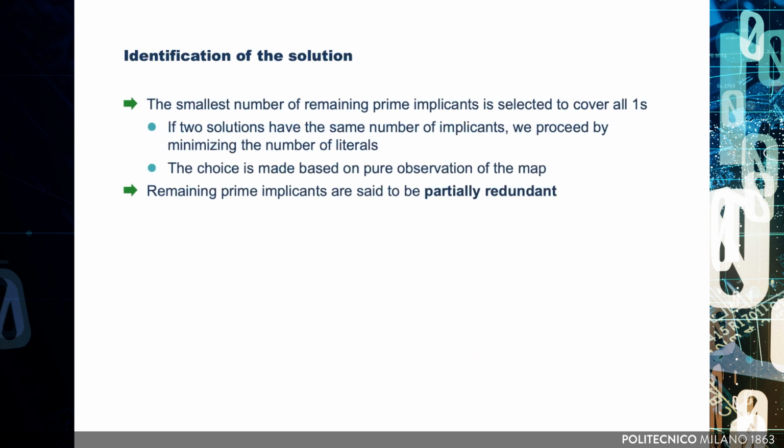The next step is to select the smallest number of remaining prime implicants to cover all the ones that have not yet been covered. If there are multiple possible solutions with the same minimum cost, the solution that minimizes the number of literals is selected. It is important to note that the choices should be made based purely on an observation of the map. Once the solution is identified, all the remaining implicants are discarded for the same reason as before. These implicants are called partially redundant. Finally, we would like to point out that if the solution consists only of essential prime implicants, this second pass on the map is not performed, and the solution is unique.